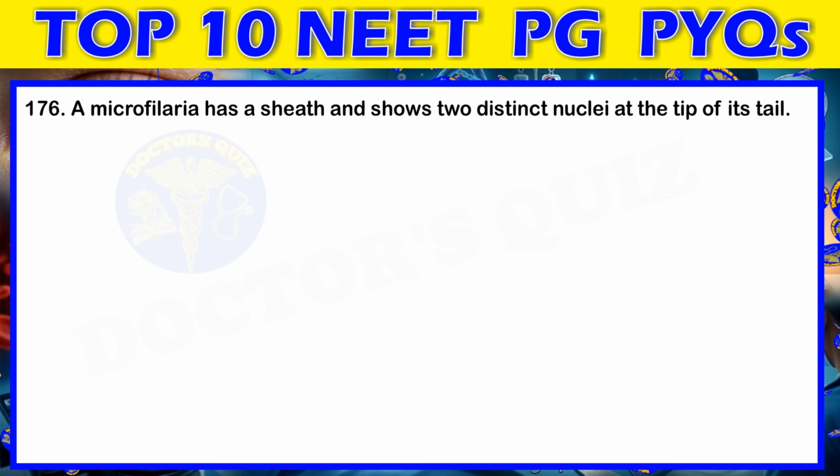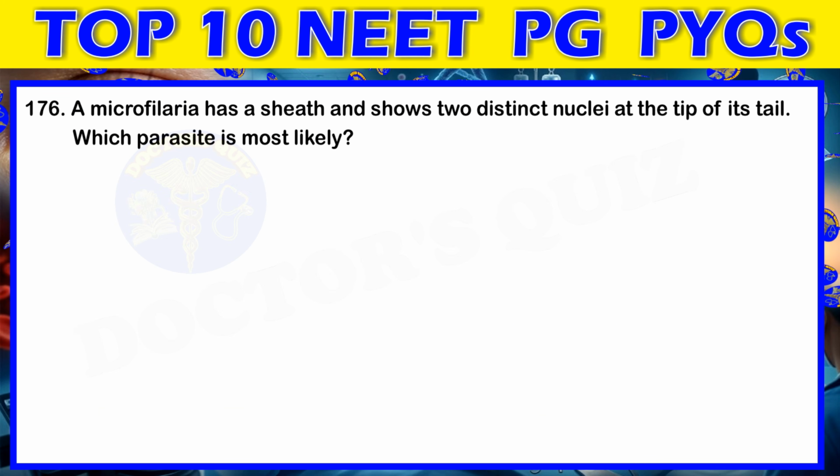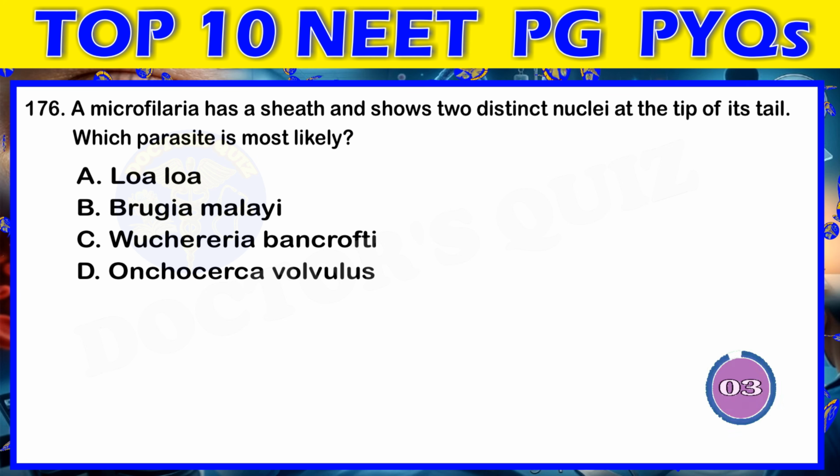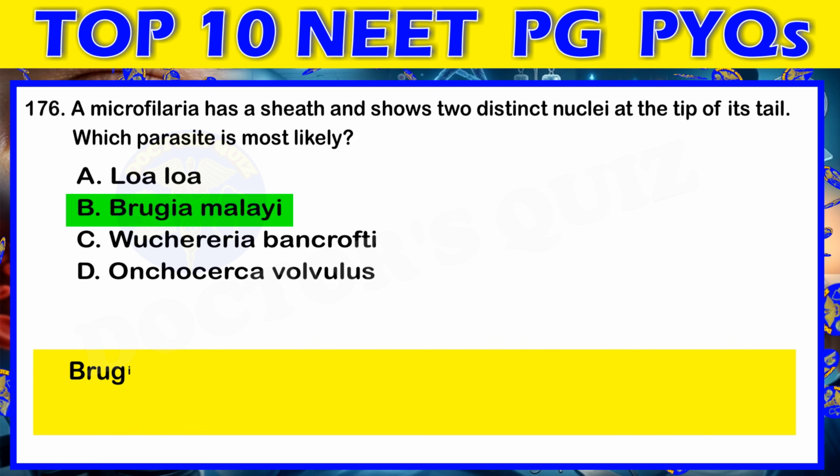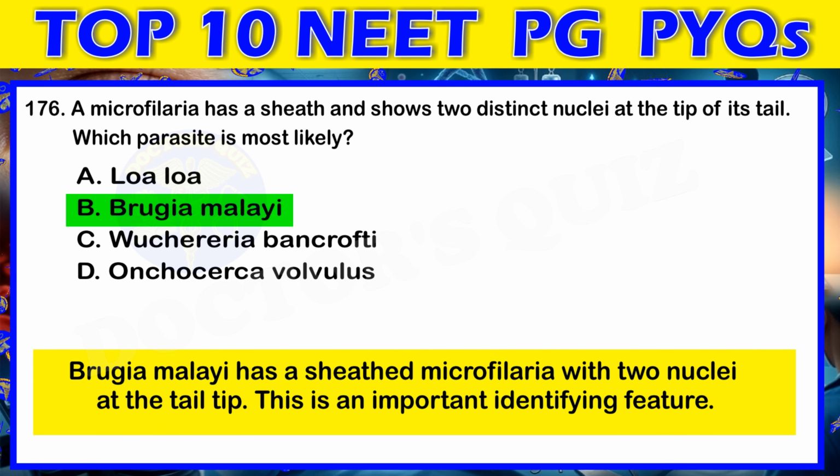A microfilaria has a sheath and shows two distinct nuclei at the tip of its tail. Which parasite is most likely? Right answer is option B, Brugia malayi. Brugia malayi has a sheathed microfilaria with two nuclei at the tail tip. This is an important identifying feature of Brugia malayi.